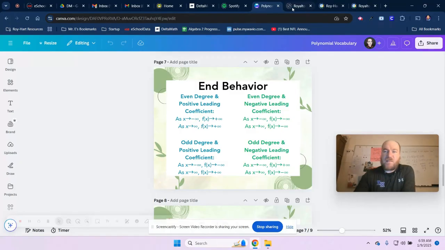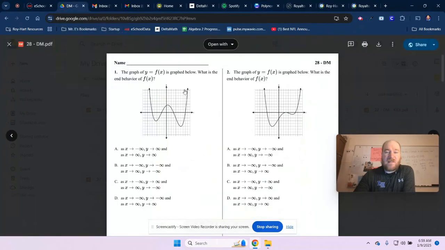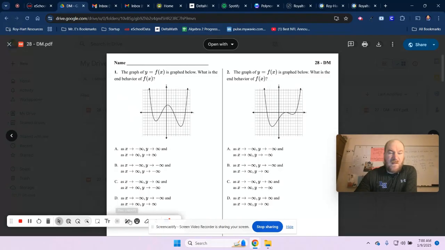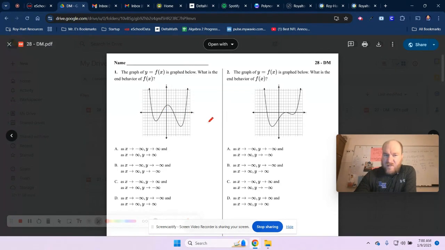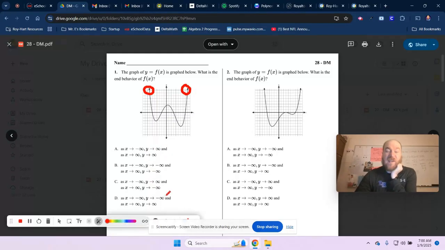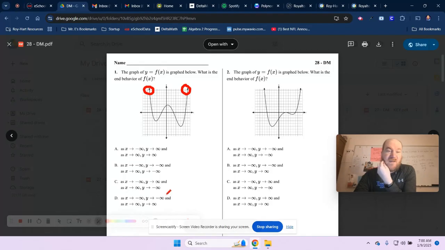All right, so let's do a couple examples here. Let's look at example number 1 here. This question's asking, the graph of f of x, y equals f of x, is graphed below. What is the end behavior of f of x? So all they want to know is look at the arrows on the ends. What are they doing? So all of our choices have that notation I was talking about.